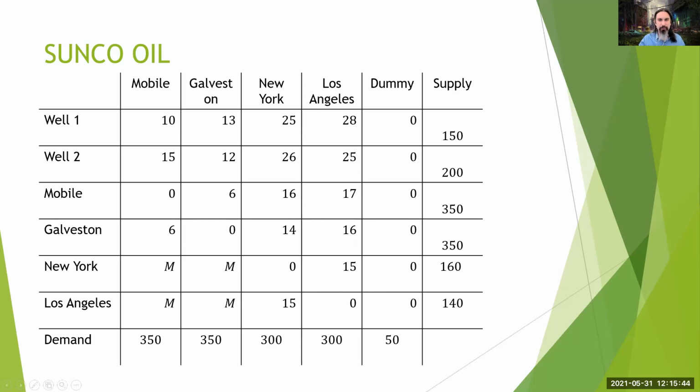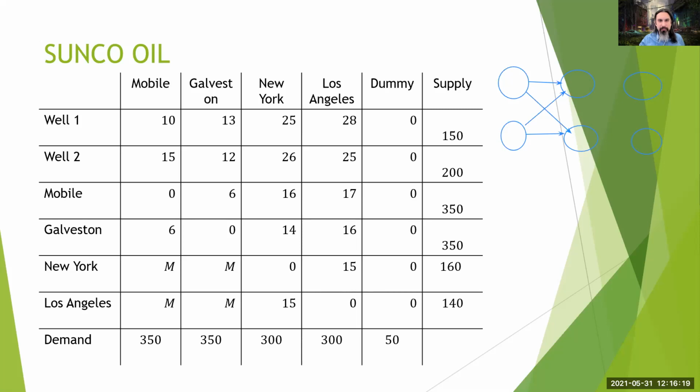If I try to draw this one, I'd probably say that, okay, I have two wells over here, well 1 and well 2. I have Mobile and Galveston, they are transshipment points. They look like transshipment points, at least for now. And I have New York and Los Angeles over here and over here. So from well 1, I can send anywhere. So this can go like this or like this, or these two can go like this or like this.